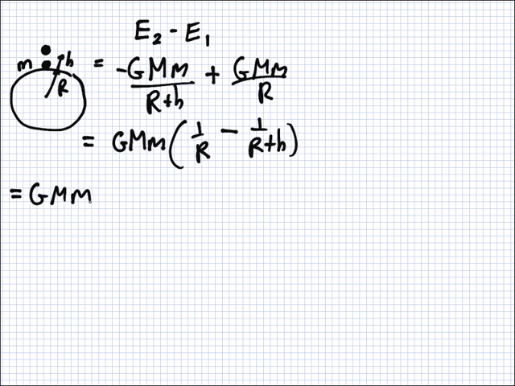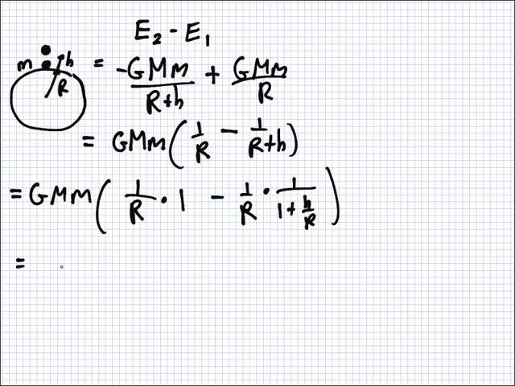GMm. What I'll do now is I'll take R out of the first one. So that's 1 over R times 1. Obviously, that's the same as that, isn't it? Minus 1 over R times 1 over 1 plus H over R. Are you happy with that? I've taken R out of this. Think about it. If I multiply the R back in, what do I get? R plus H. So what can I take out now? 1 over R. Yeah, GMm over R.